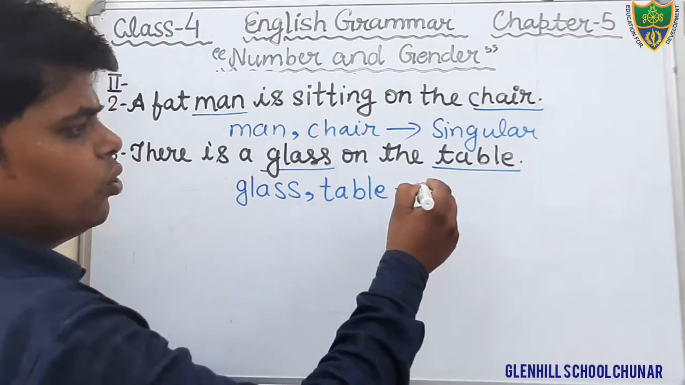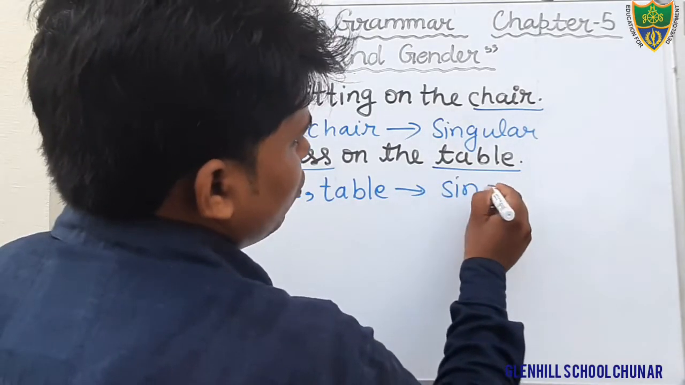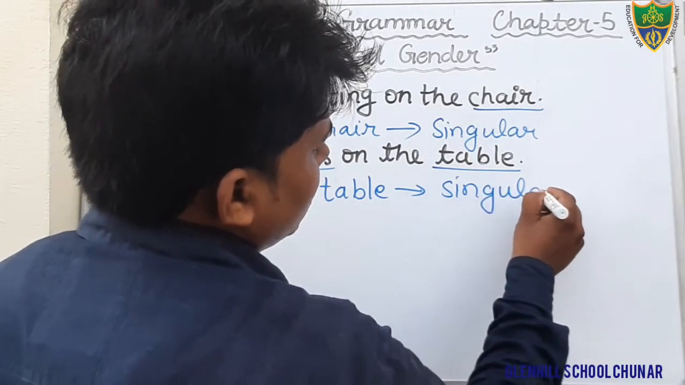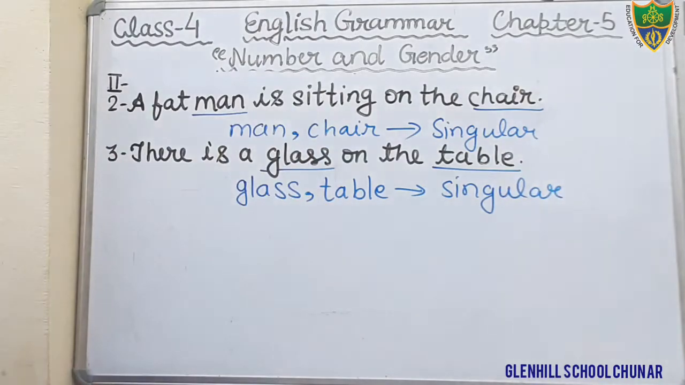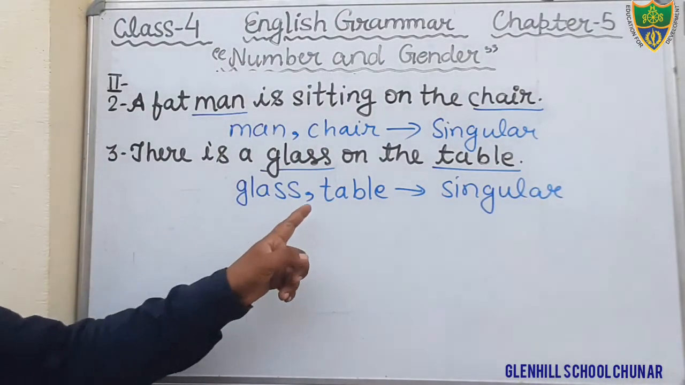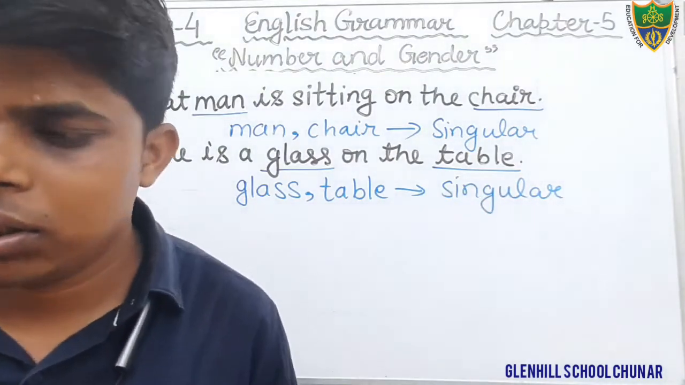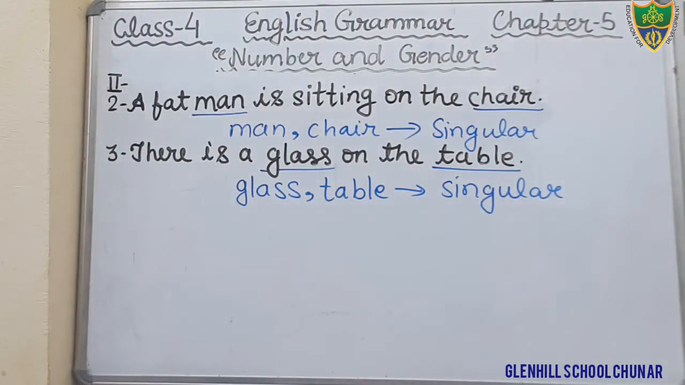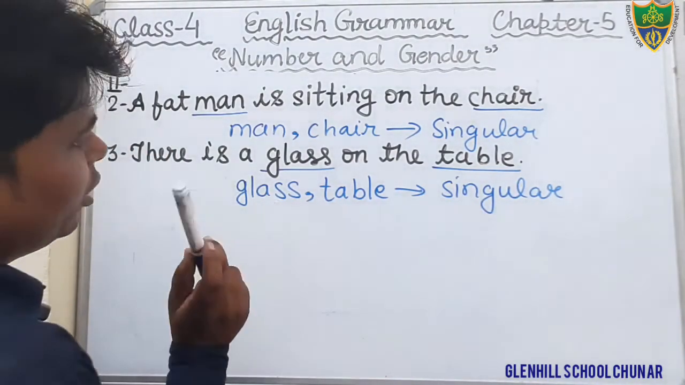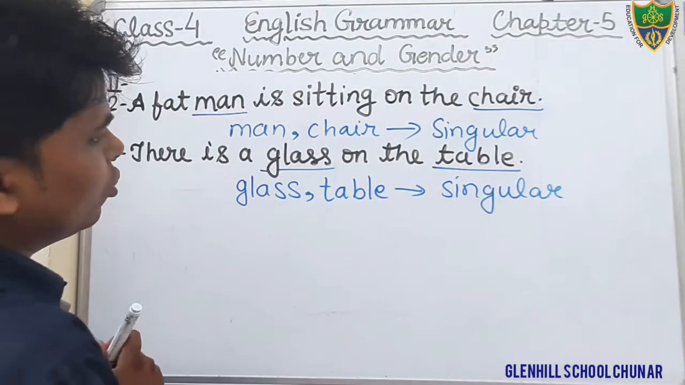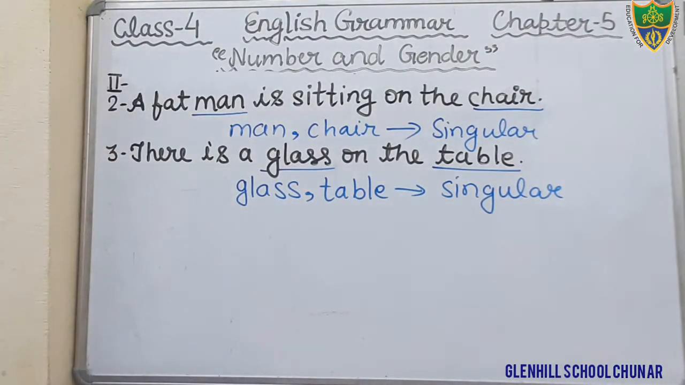Okay, these two nouns are singular number. Okay, students, so write in the blanks glass, comma, table, and these two nouns are singular number. Okay, because glass denotes only one glass, and table is also denoting only one table. Therefore, that is singular number. Okay, students, question number next.